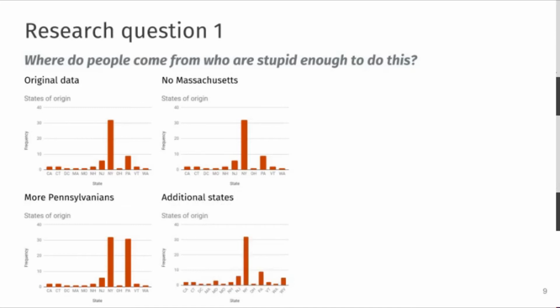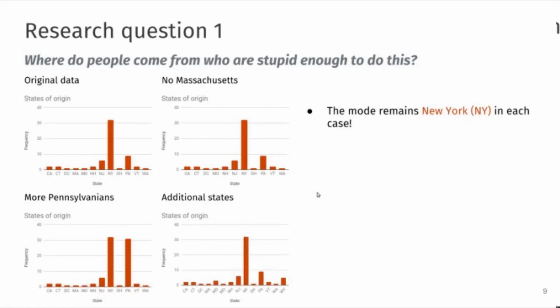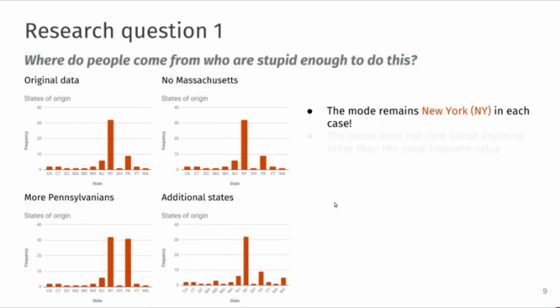Well, it should be clear that the mode, New York, remains the same in any of these scenarios. So this is what I mean when I said the mode only tells you the most frequent value. It doesn't tell you, for instance, how close the next runner-up is, and it doesn't tell you how many other values may have been observed. All it tells you is what was the most frequent.